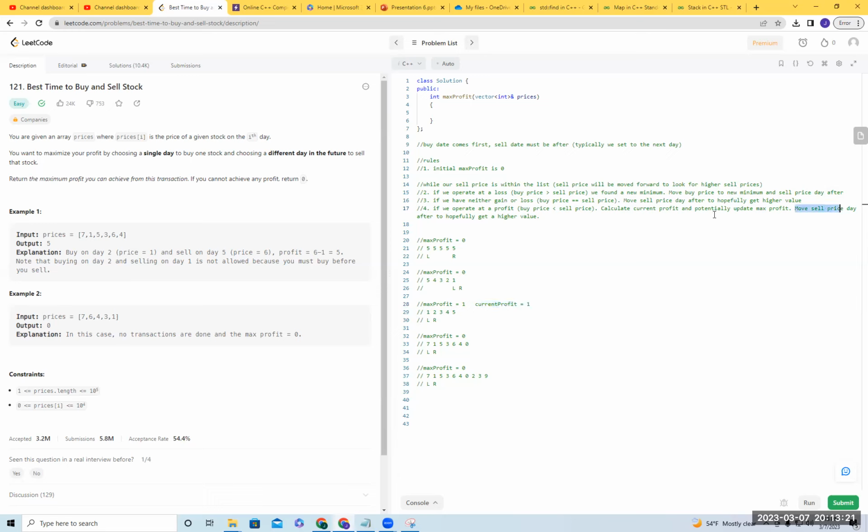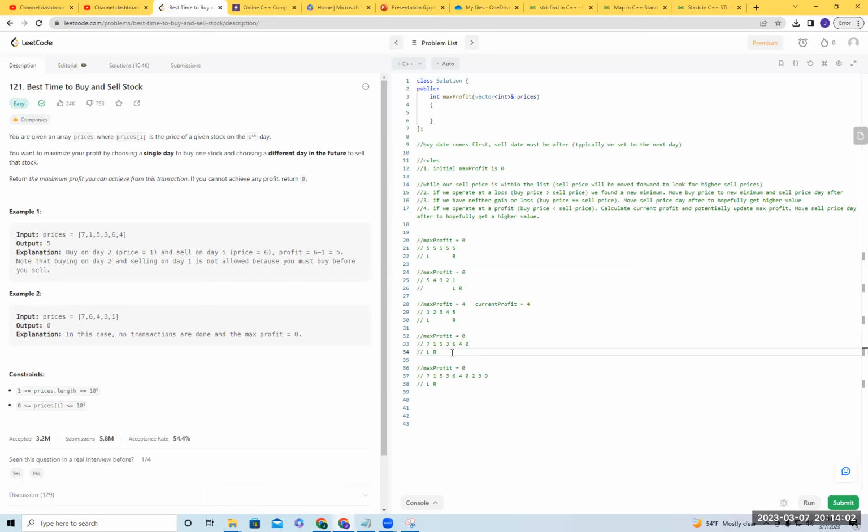The last part is we're going to move the sell price the day after, hopefully to get a higher price to sell it for. So notice I'm going to be able to sell it for 3 and I bought it for 1. What's that current profit? That's 2. That beats my max profit. So we're going to update that. If I shift my sell date to the right, in this case, 4 minus 1 is 3, and my max profit is updated. Then we shift it to the right again. We see that 5 minus 1 is 4, and my current profit beats my max profit. So we're going to update that to 4. And so just like this, we were able to calculate the max profit.